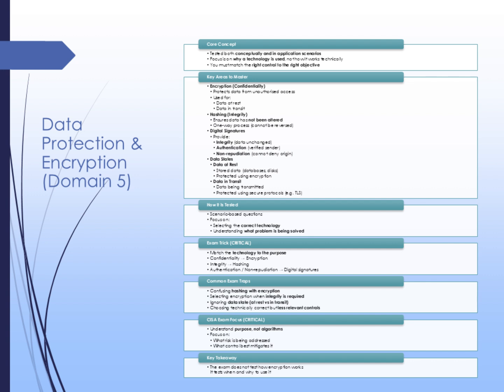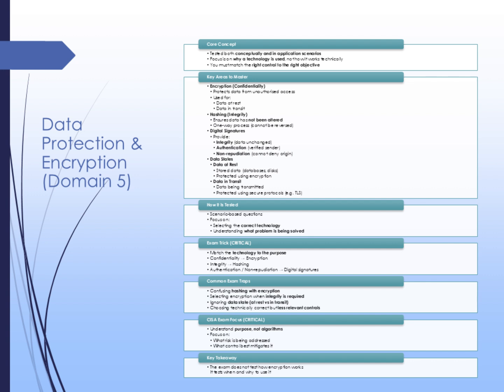Digital signatures combine several important security objectives. They help provide integrity by ensuring the data has not changed, authentication by verifying the sender, and non-repudiation by preventing the sender from denying they originated the message. Another important area is understanding the difference between data at rest and data in transit. Data at rest refers to stored information, while data in transit refers to data actively moving across networks or communication channels. The exam frequently tests whether candidates can apply the correct protection mechanisms to each situation.